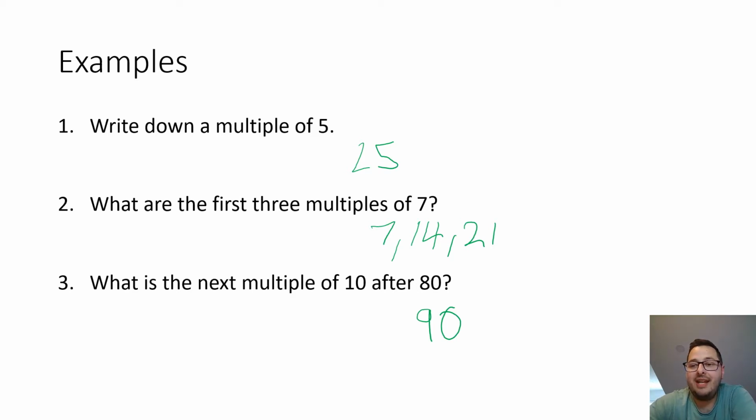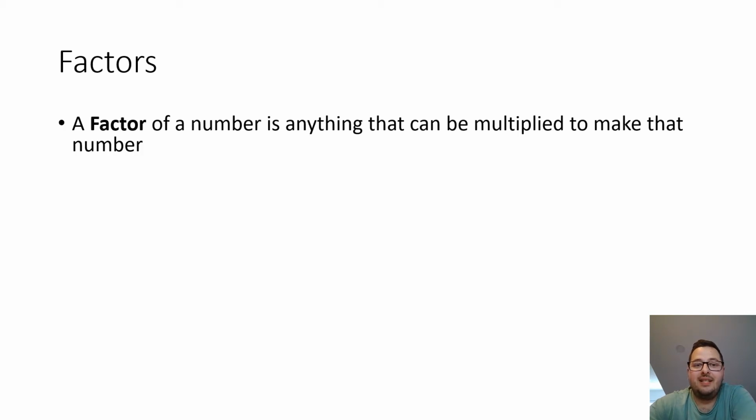So let's look at a related thing, which is factors. Now factors is kind of the other way around. A factor of a number is anything that can be multiplied to make that number. So if you think of multiples as that number's times table, think of a factor as, well, what times table does this number feature in?